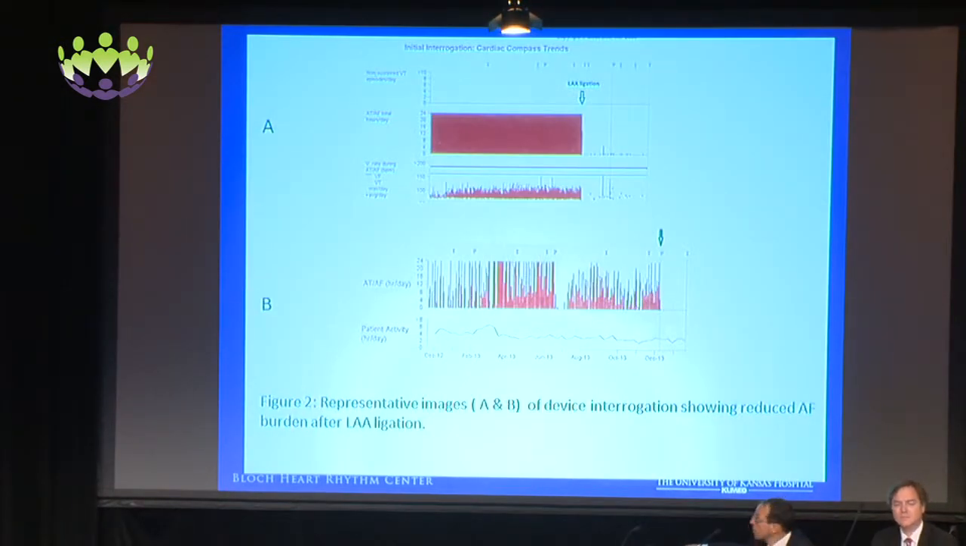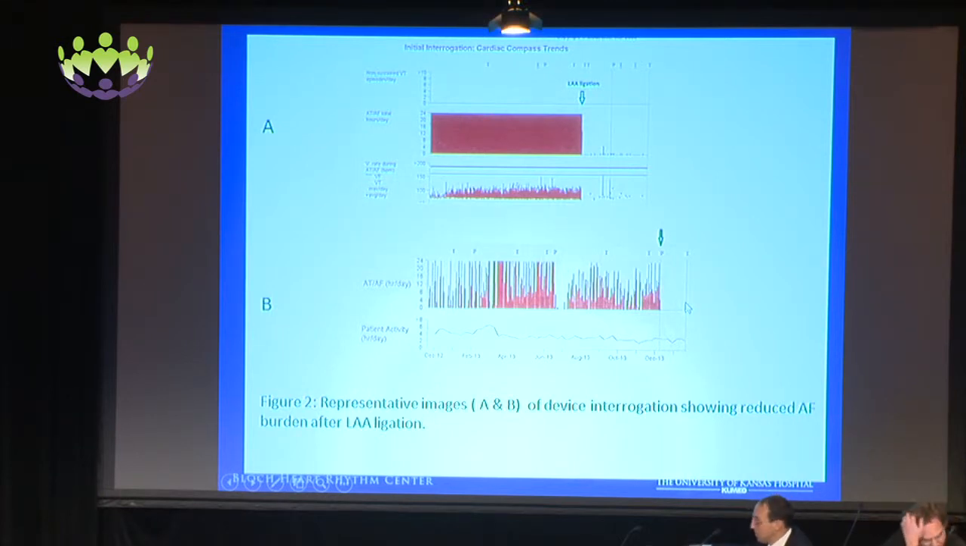And this is what happens in these people. In the first example in figure A, you would see that somebody who was in persistent atrial fibrillation, immediately after the ligation of the appendage, the AFib terminates. And then subsequently, you can look at the dramatic drop in the AFib burden in those people. And similarly, you have another patient who has paroxysmal atrial fibrillation of a very high burden, and once you ligate the appendage, there is a dramatic effect.